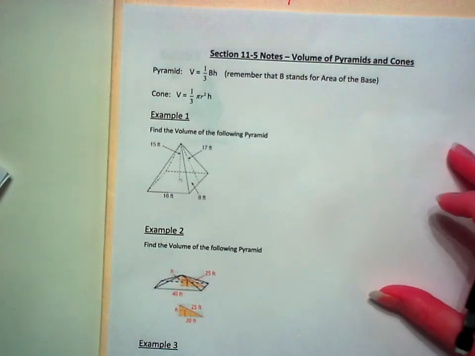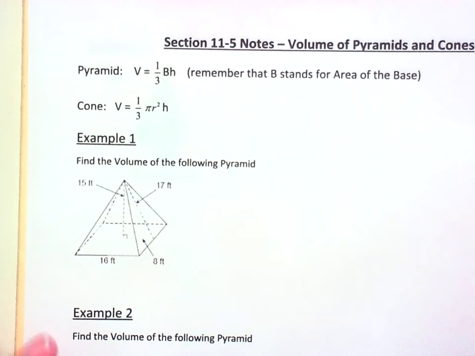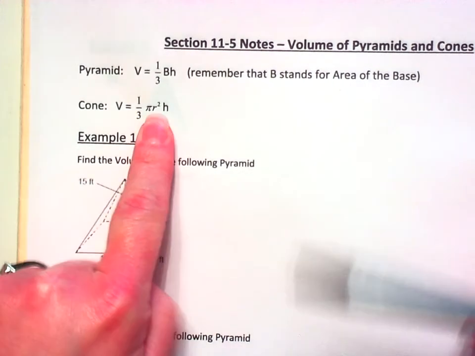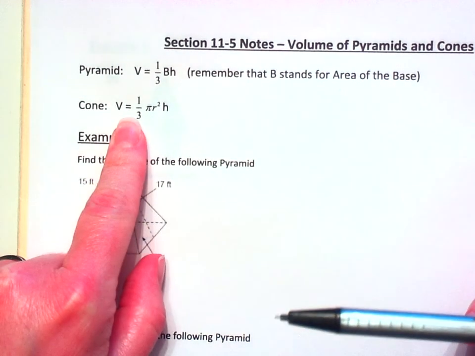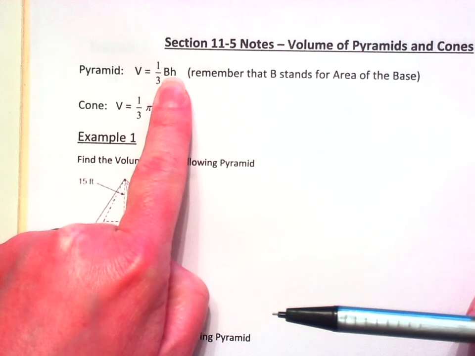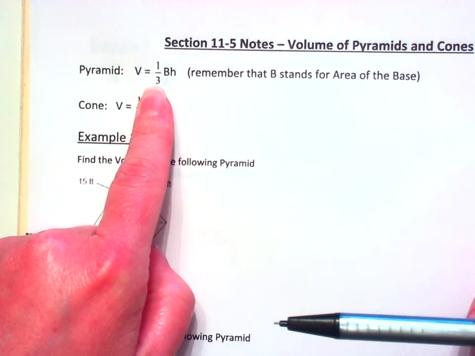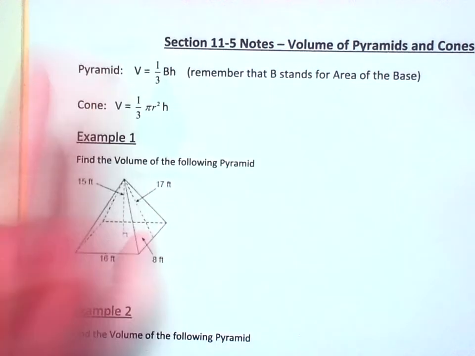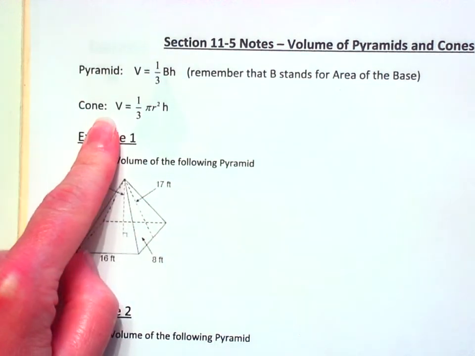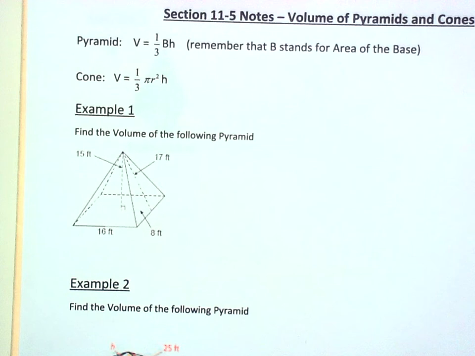Okay, and then for a cone, the volume is 1/3 pi r squared h. This was the formula for a cylinder yesterday. We're just putting the 1/3 in front of it. This was the formula for a prism yesterday. We're just putting the 1/3 in front of it. So a pyramid is 1/3 the volume of a prism, and a cone is 1/3 the volume of a cylinder.